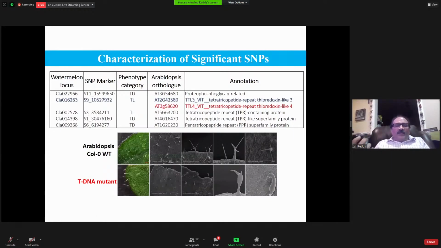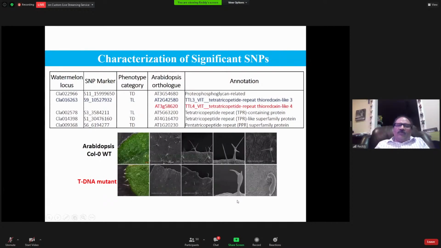For watermelon, which does not have a lot of genomic information, we just did one-time sequencing and identified some polymorphisms, then observed a trait very carefully and identified a gene that has exactly the same function that we are looking for.